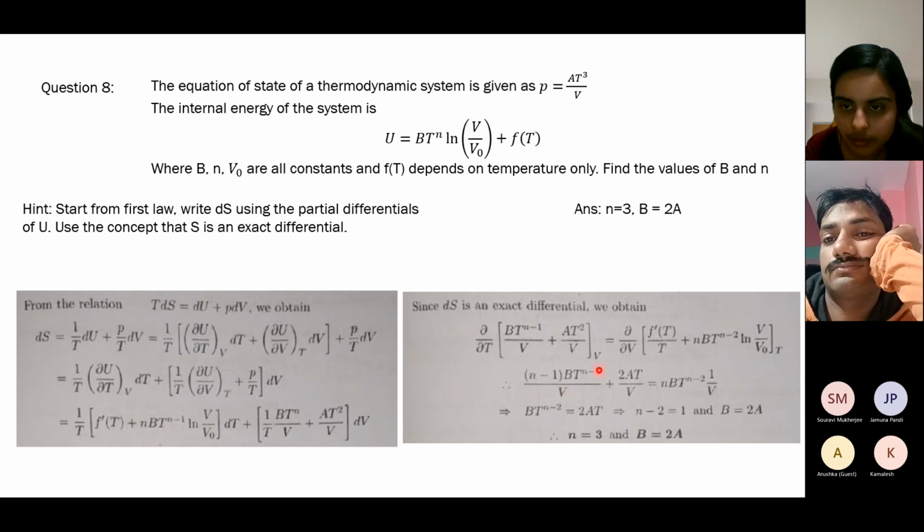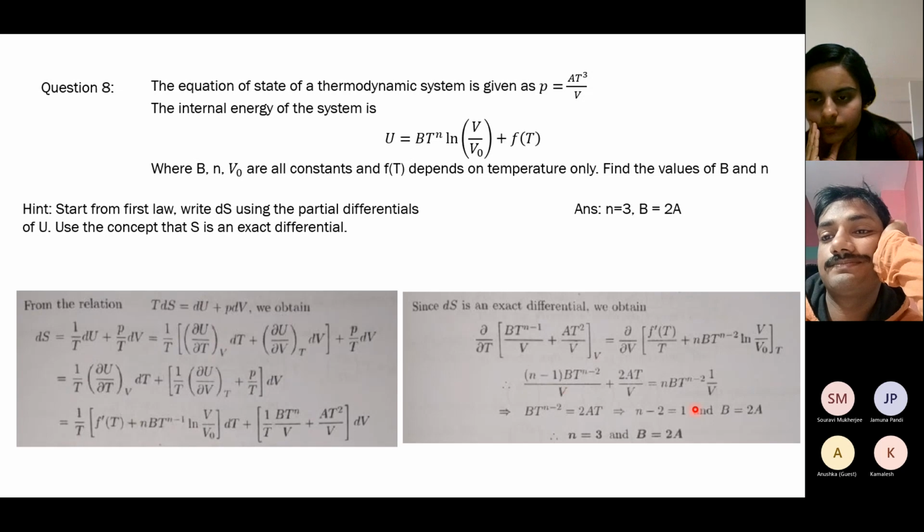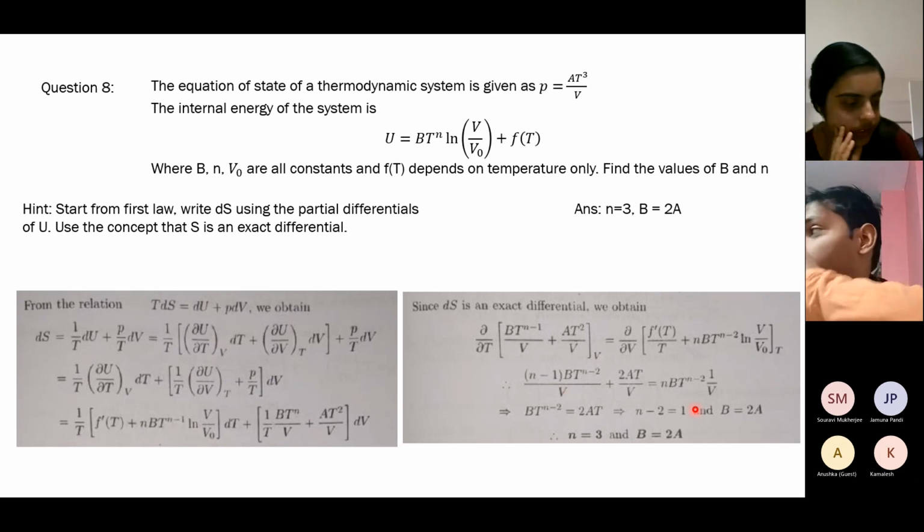And then what we do is we compare the different terms. Is this making sense? Yeah, ma'am. Clear for others?